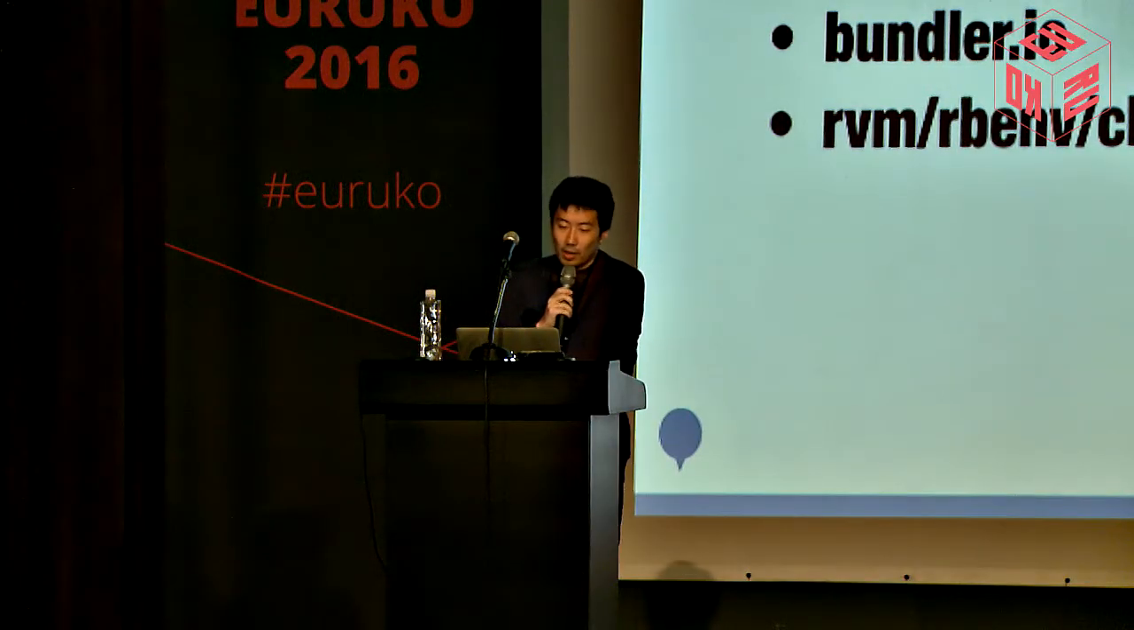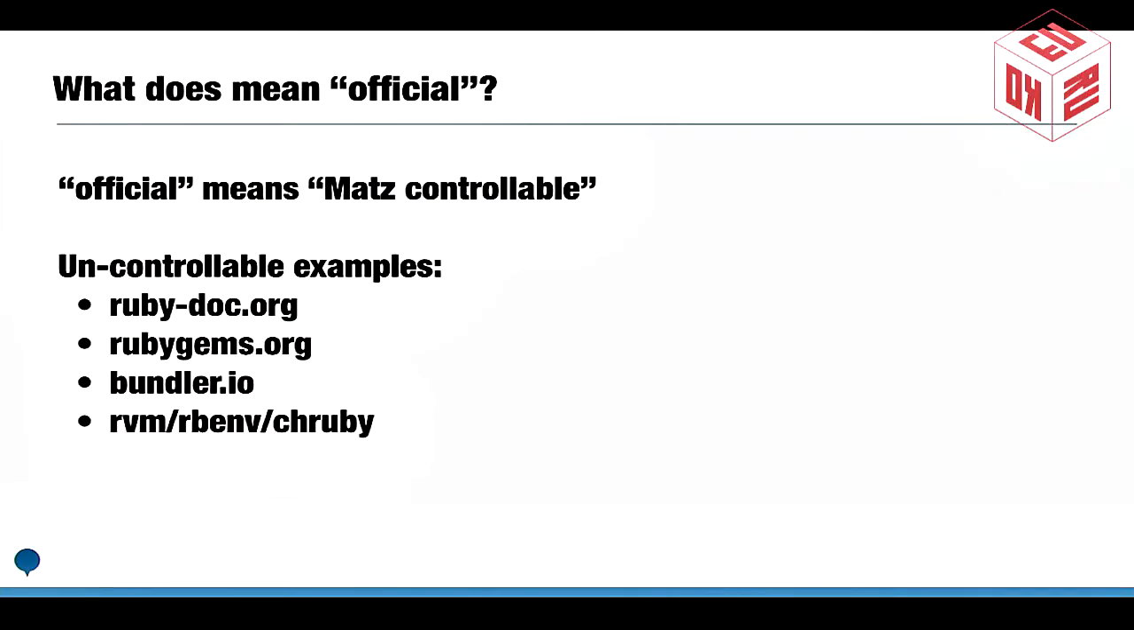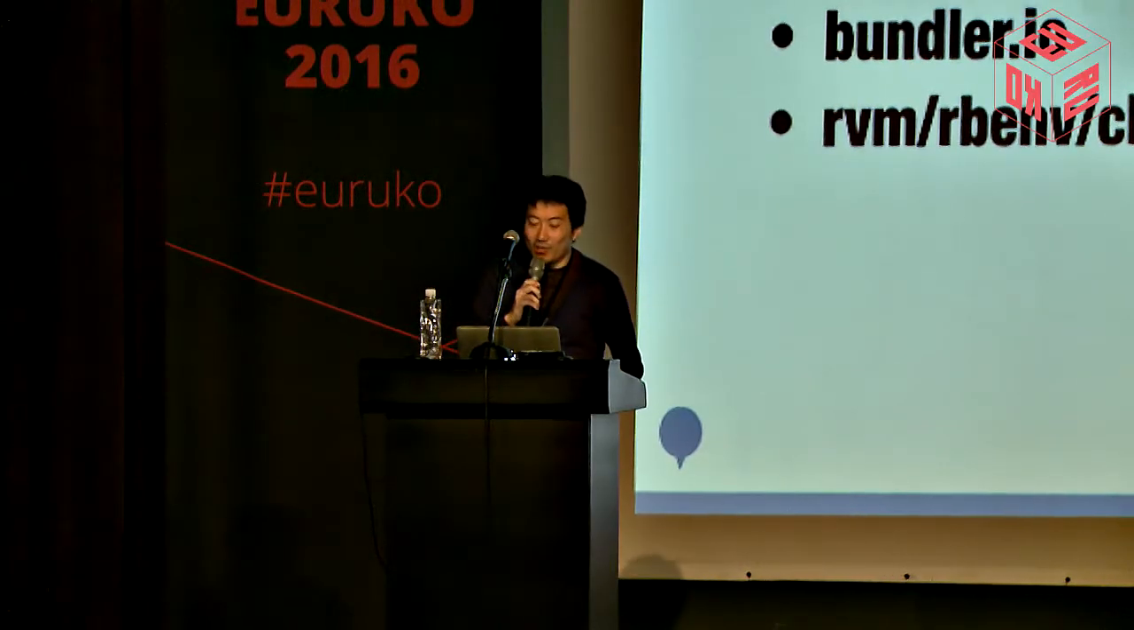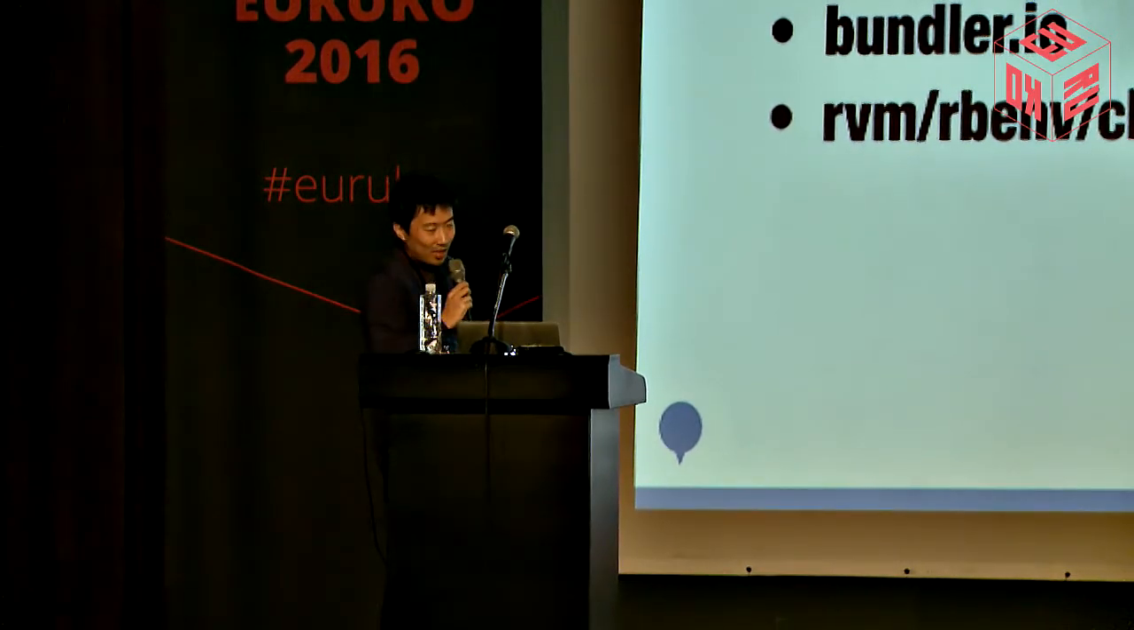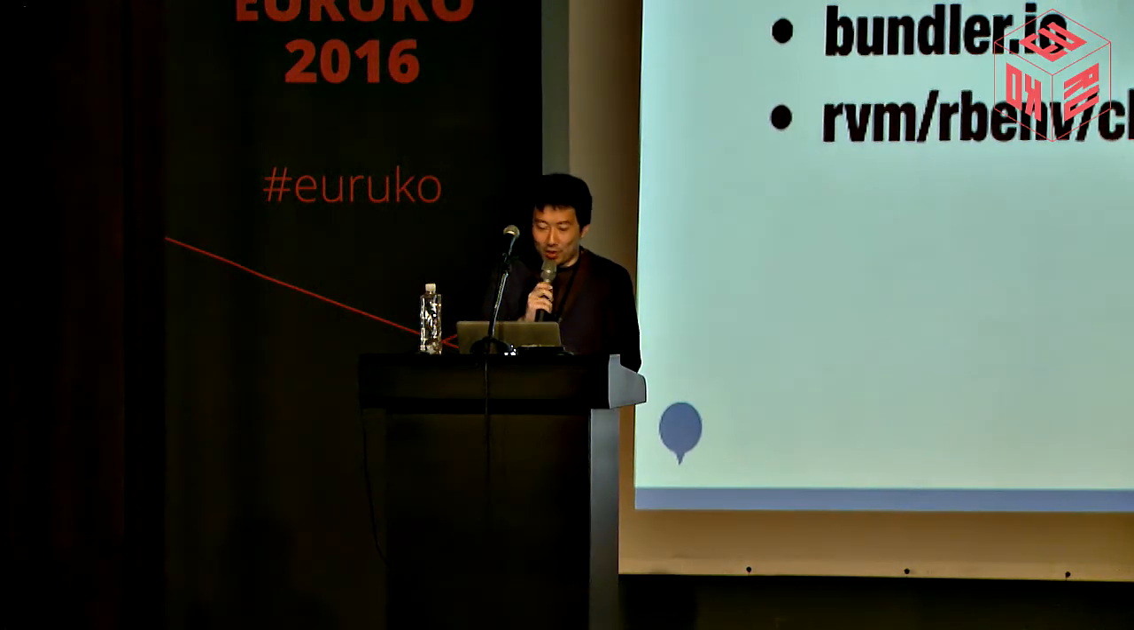So I need to describe what's official. Such as official package, official site, official documentations, they are controlled by Matt. On the other hand, these items are not controlled by Matt. So ruby.org, it is different from the docs Rubylang.org.